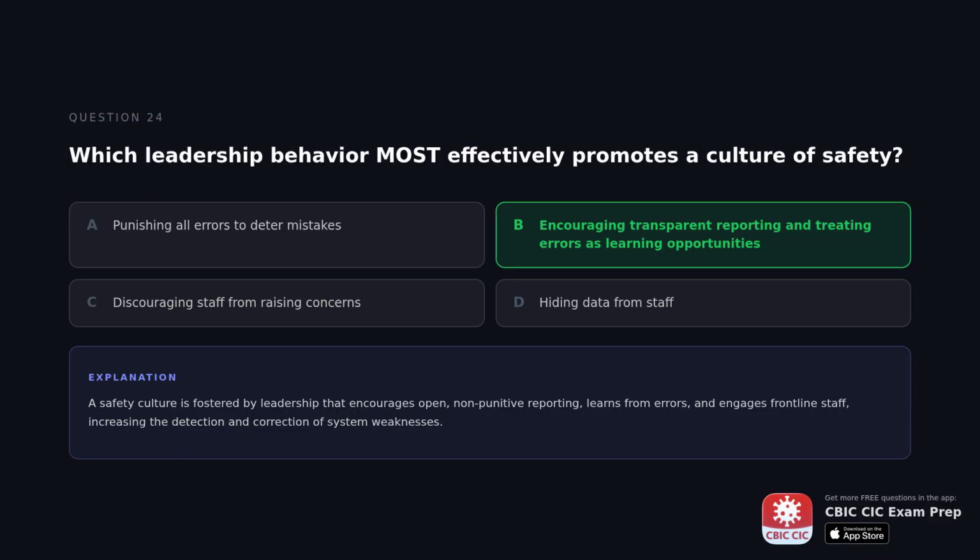The correct answer is encouraging transparent reporting and treating errors as learning opportunities. A safety culture is fostered by leadership that encourages open, non-punitive reporting, learns from errors, and engages frontline staff, increasing the detection and correction of system weaknesses.